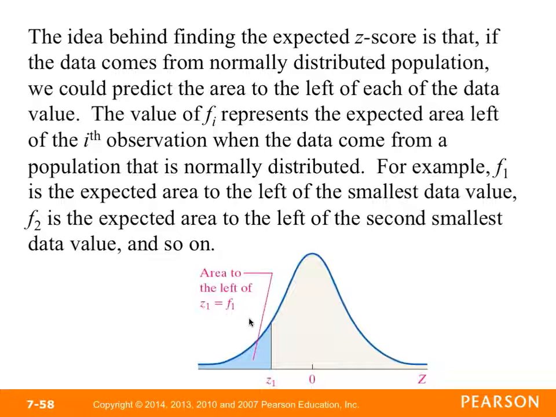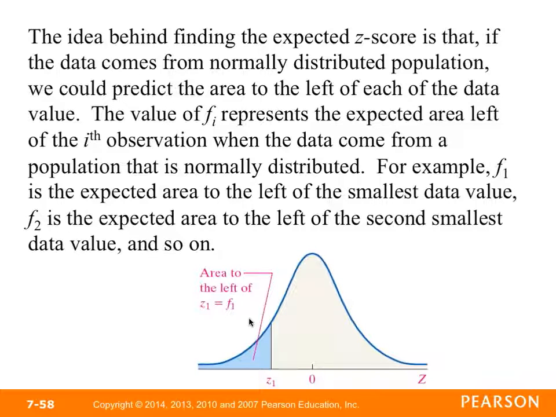The whole idea behind finding the expected z-score is that if the data comes from a normally distributed population, we would be able to predict the area to the left of each of the data values. The value of f sub i represents the area that's expected to the left of the ith observation when the data comes from a normal distribution.